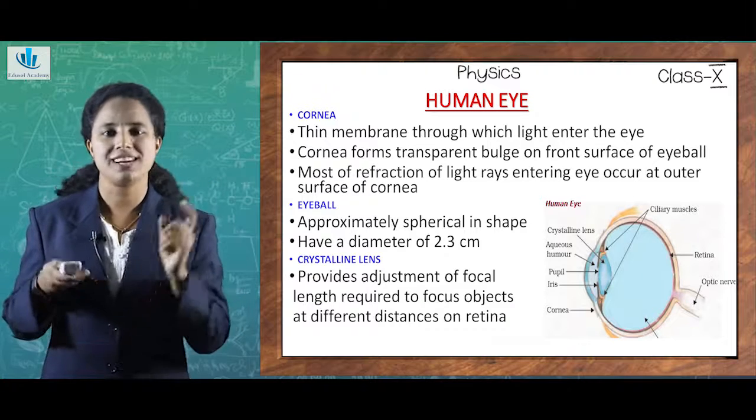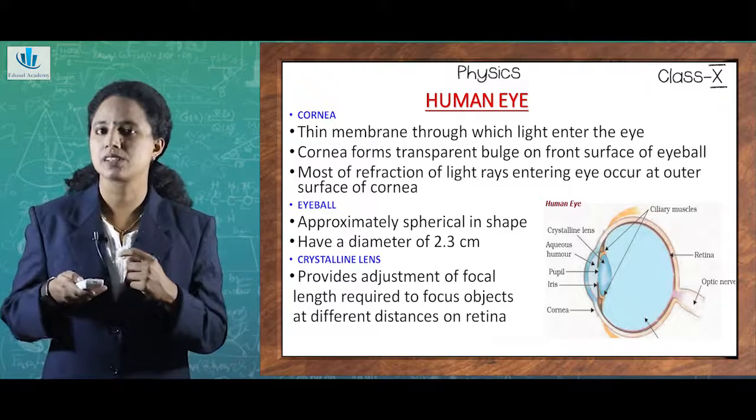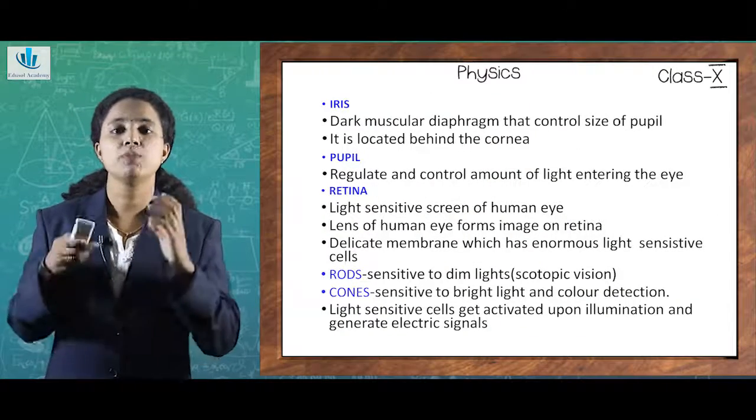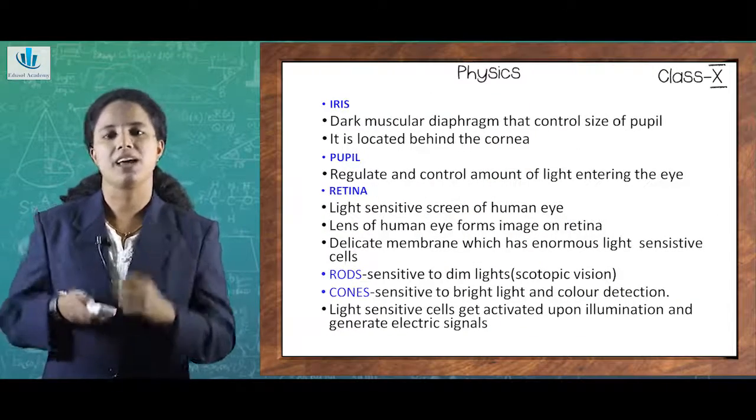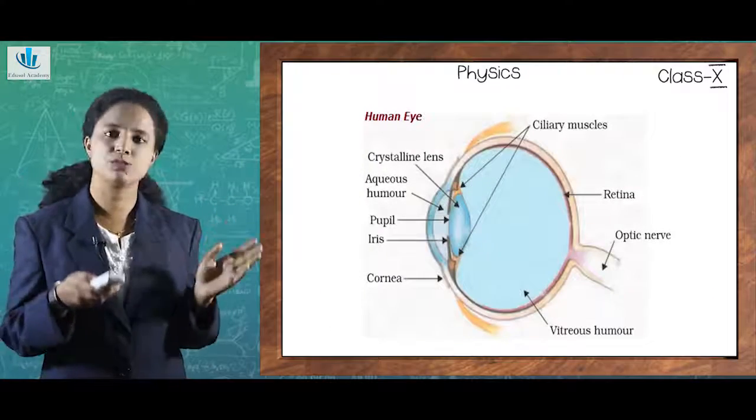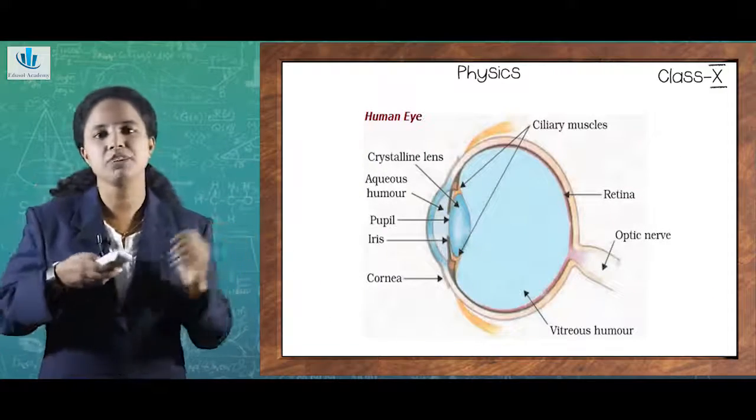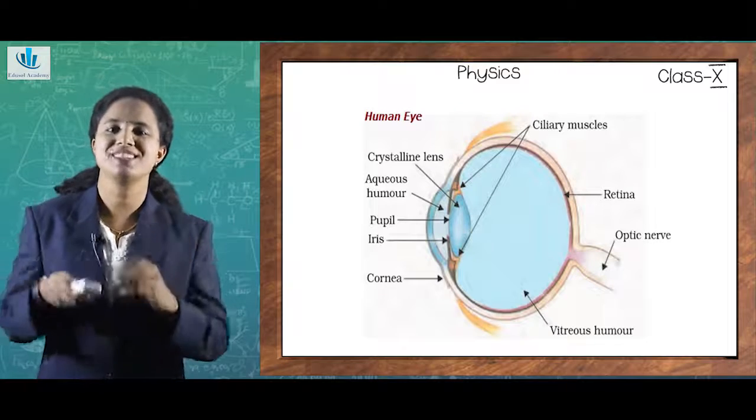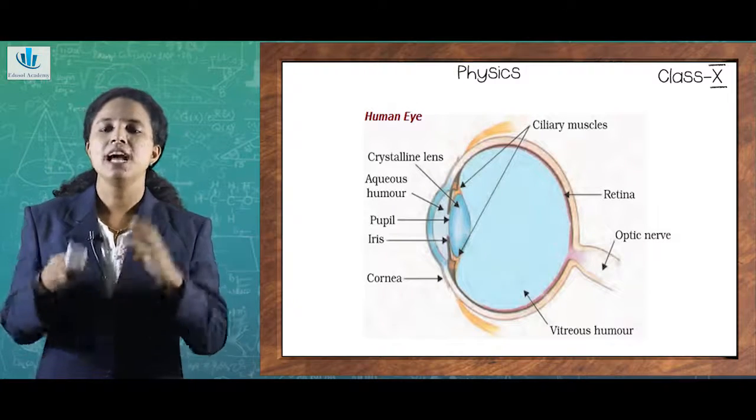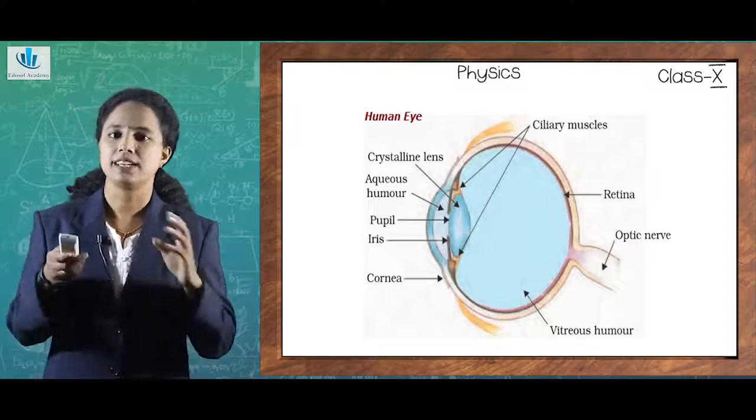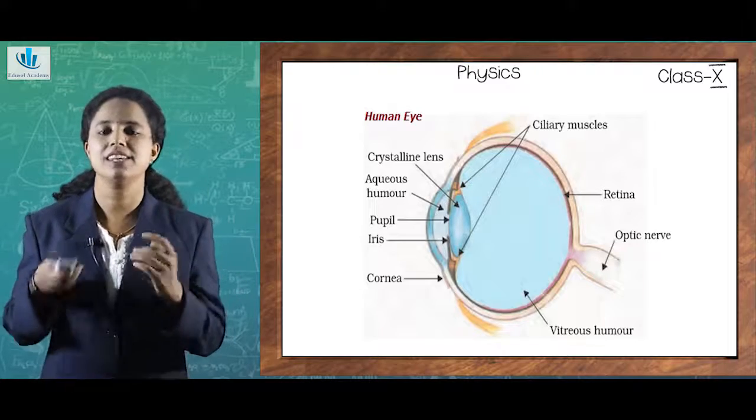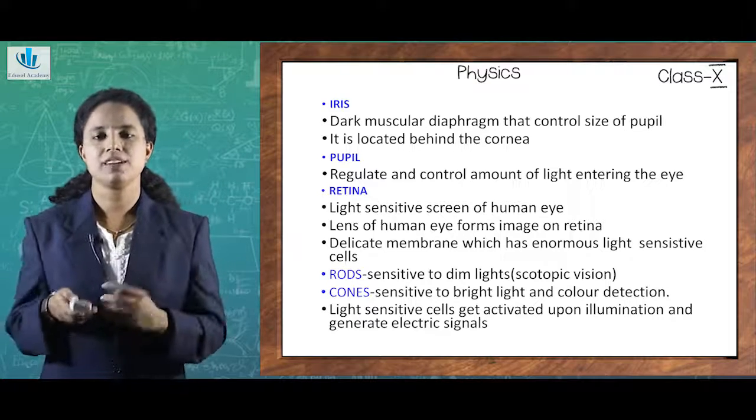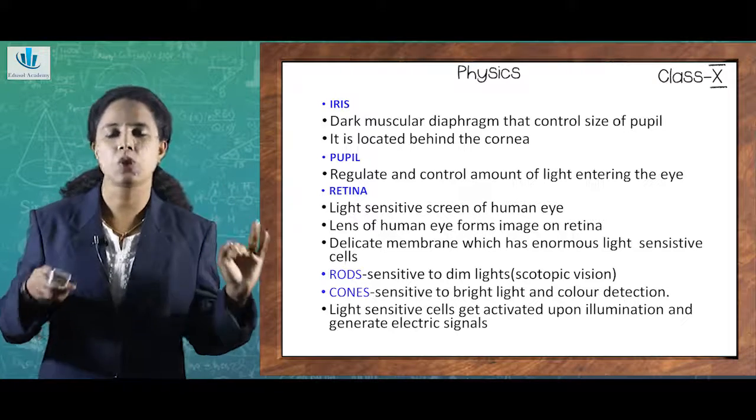So I said a word retina. So what may be that? Retina. It is another very important part of our human eye. It is the light sensitive screen of human eye, as you can see in the figure. The lens of human eyes forms images on this light sensitive screen, retina. It is a very delicate membrane and it has enormous light sensitive cells. So there are many components in light sensitive cells. They are mainly rods and cones.